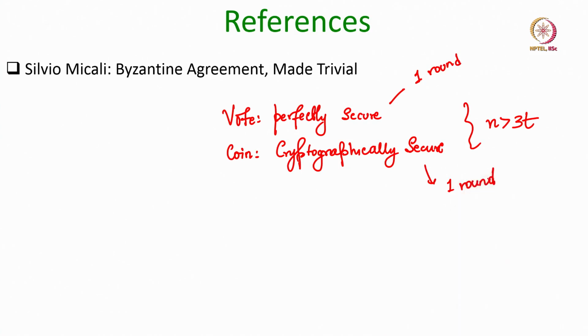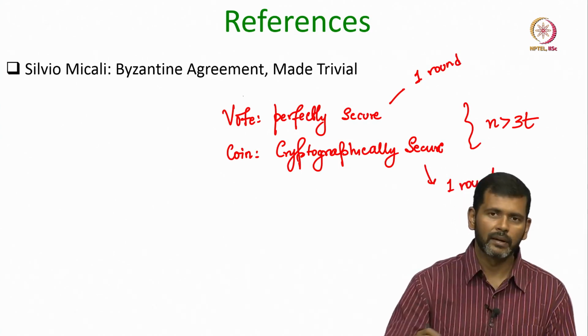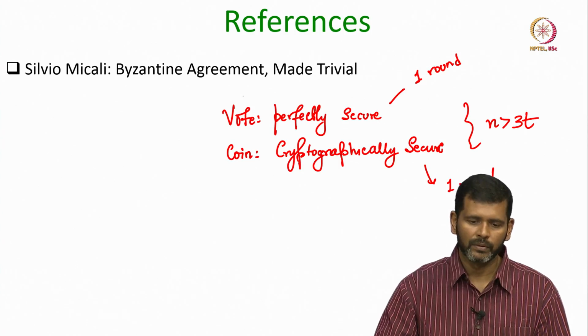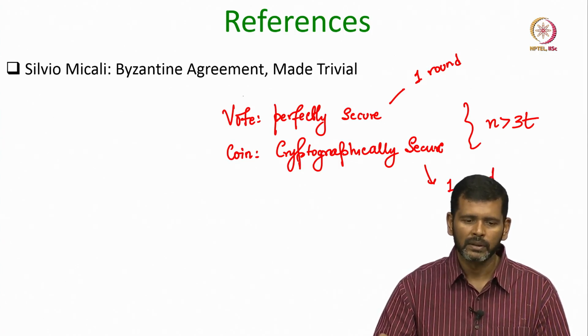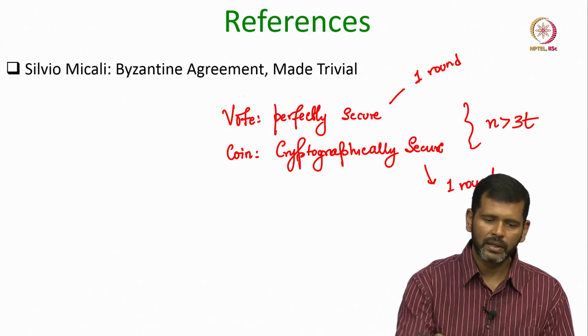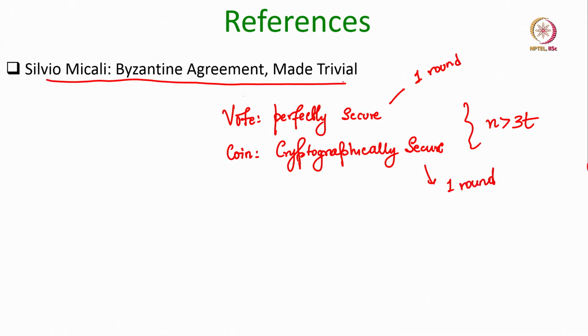In the next lecture, we will see how we club these two primitives, vote and coin, in the framework of Rabin and Ben-Or, and get the exact Byzantine agreement protocol. The instantiation of the vote and the coin that I have discussed today is taken from this manuscript.